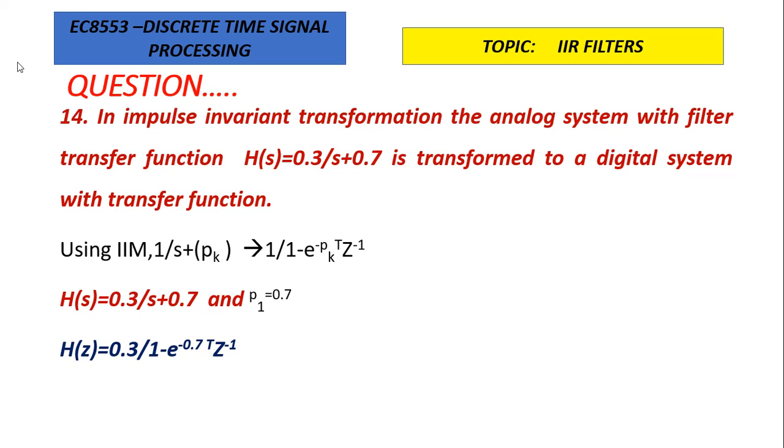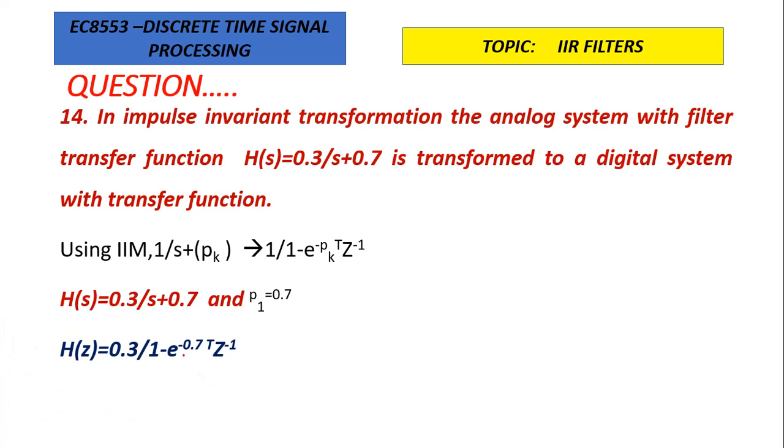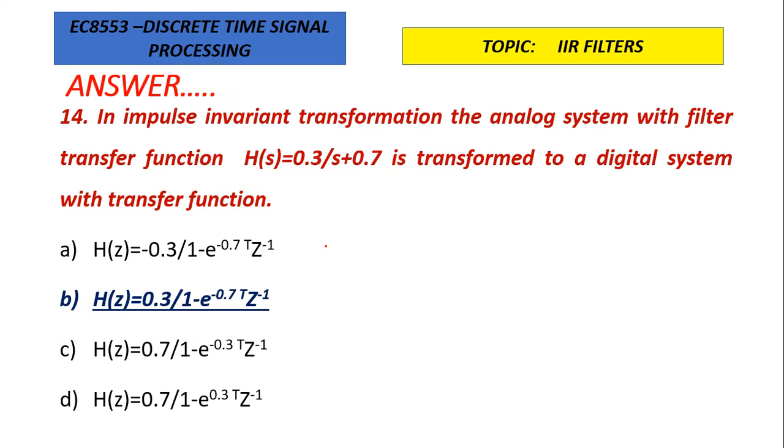H of z equal to 0.3 divided by 1 minus e power minus 0.7 t into z power minus 1. Directly, by seeing the formula, we can write it from the question itself. Instead of 1 we should use 0.3. So 0.3 divided by 1 minus e power minus 0.7. So the answer is option B.